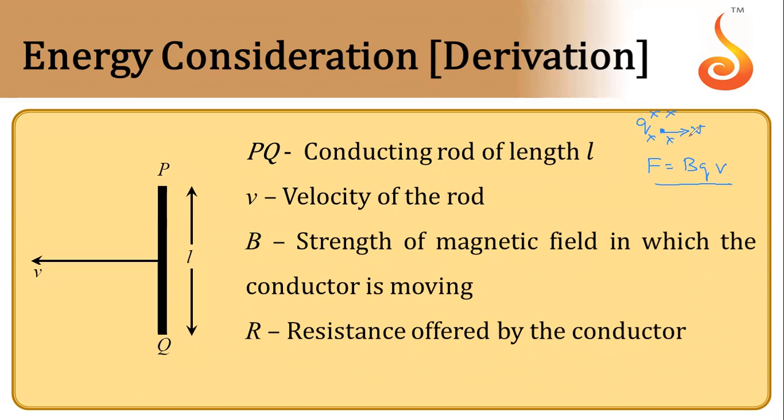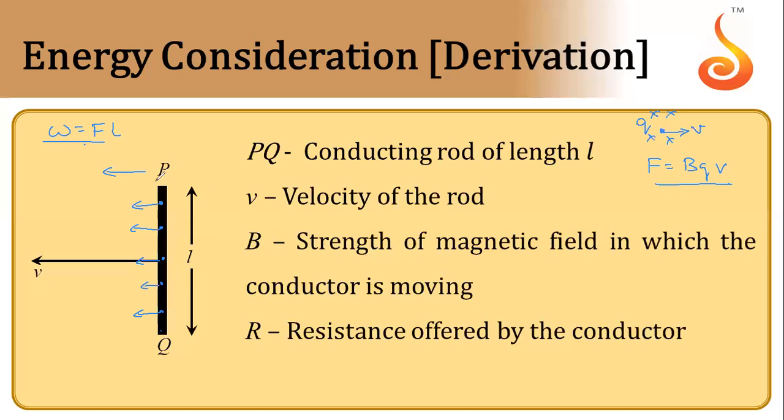Now when a straight conductor moves in a magnetic field, there will be a lot of charge carriers here, and all these charge carriers will be moving with the same velocity v. So there will be this force Bqv on all these. Now work done in moving the charge q from one end of the conductor to another end will be F into L. Since the velocity of the charged particles is in this direction, and the magnetic field is inside, the force will be in this direction.